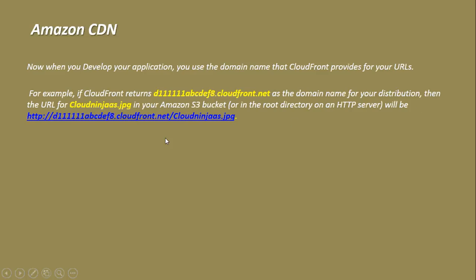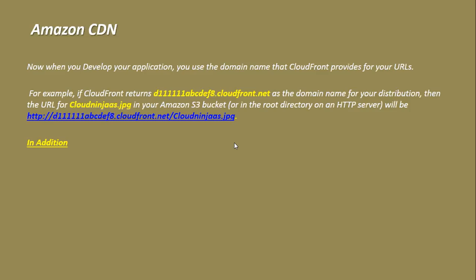And now when we point to the images in our S3 bucket or on the HTTP server, similarly you can see this for the image cloudninjas.jpg in the S3 bucket. If it is there, then our URL will look like this: the whole domain name which CloudFront has provided us, /cloudninjas.jpg, which we want the edge locations to fetch from our origin servers lying in the S3 bucket.